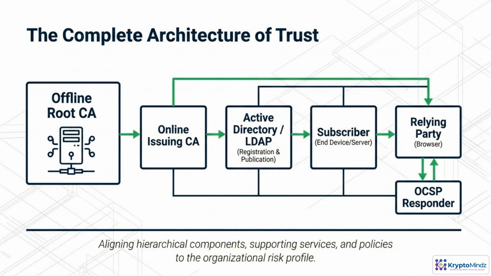Now let's connect the pieces into an enterprise trust architecture. At the top is the offline root, defining ultimate trust but rarely used. It delegates everyday operations to online issuing CAs, which enforce policy and sign certificates. Directory services support registration, publication, and discovery of those certificates. Subscribers, your servers, devices, and users present certificates for authentication and encryption. Relying parties, such as browsers or applications, validate those certificates and check revocation status, often through OCSP. As a PKI engineer, your role is to align this entire chain, hierarchy, supporting services, and policies with your organization's risk profile and operational realities.